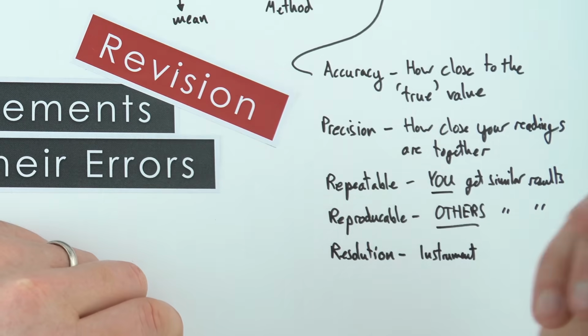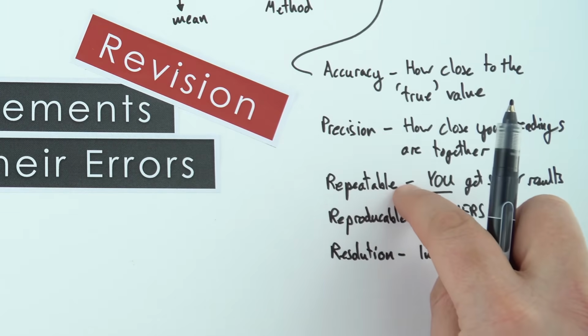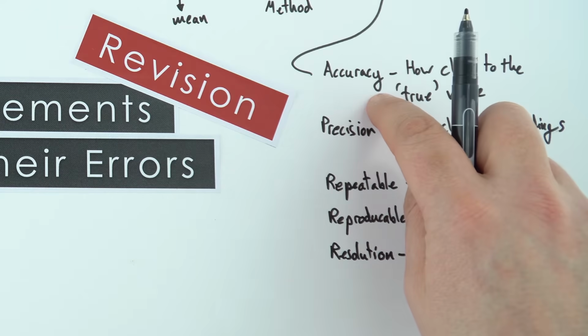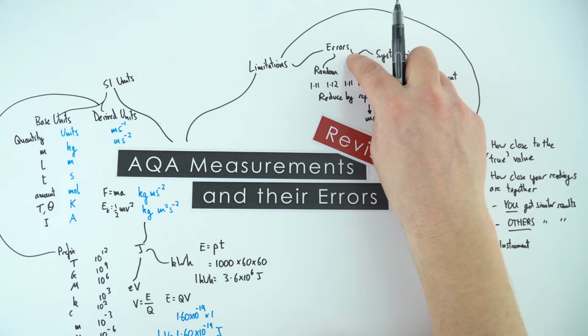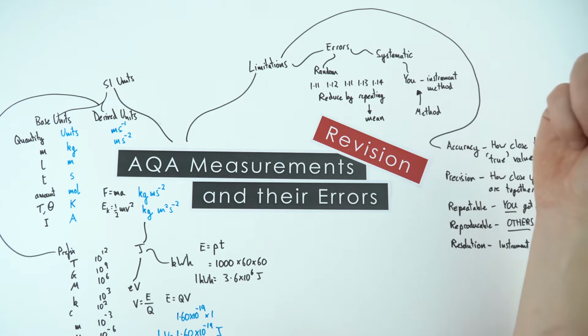Now the thing is, when you're actually doing the experiment and you're trying to make sure that your results are precise, they're repeatable, they're reproducible, you've got high resolution instruments to try and get an accurate value, there are still going to be errors introduced into your work. And what we call this is uncertainty.